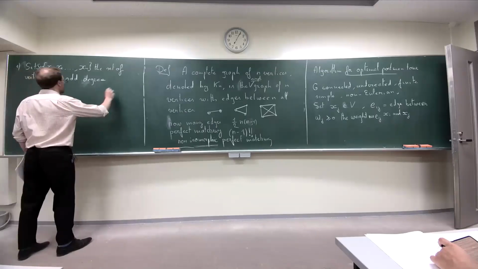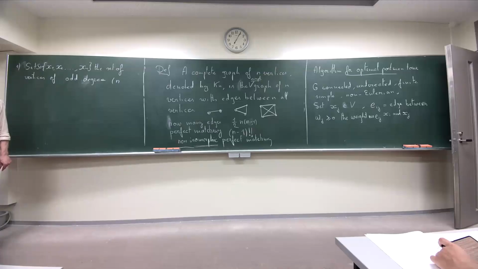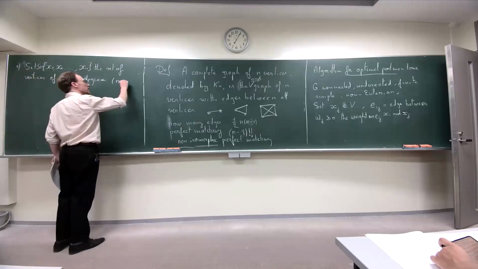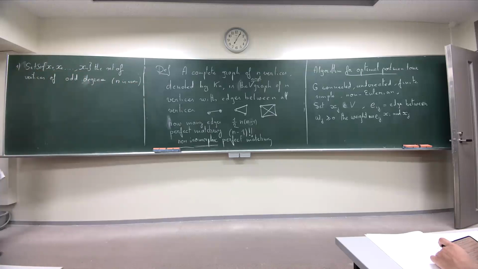Observe that n, is it arbitrary? Is it even, odd, or arbitrary? How many vertices with odd degree can I have? Yes, it is even. Otherwise, you would have a problem, one edge with only one endpoint, and n is even.